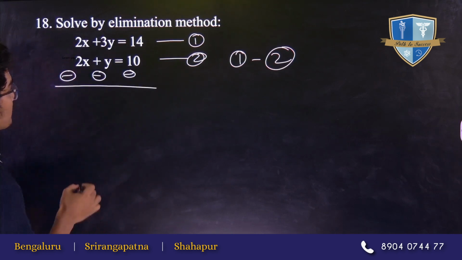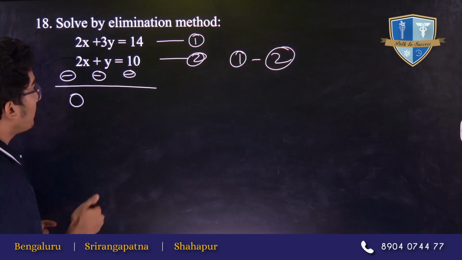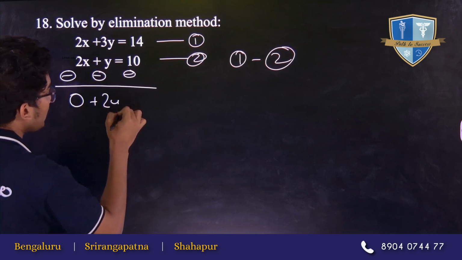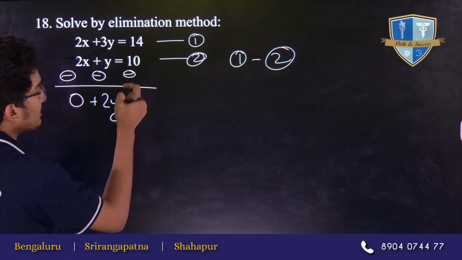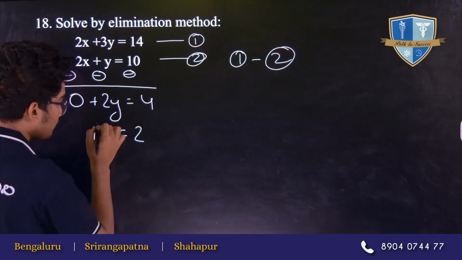2x minus 2x will be 0. 3y minus y will be equal to plus 2y, equal to 14 minus 10, which is 4. So y is equal to 2.